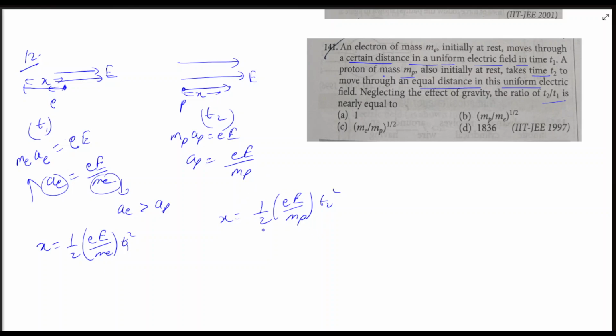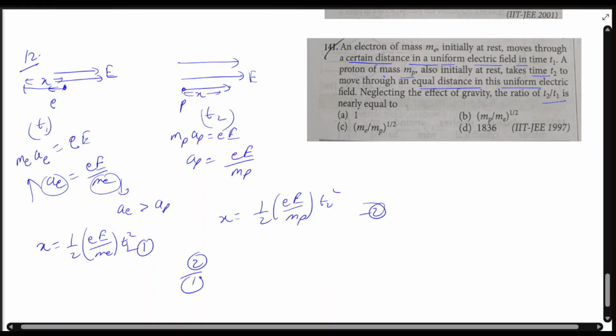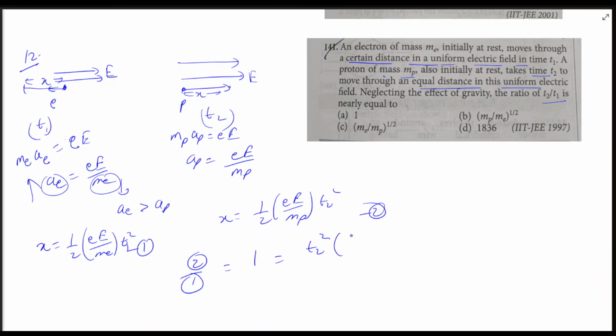Okay, so T2 by T1. Let's divide 2 by 1. So 2 divided by 1, we will get 1 equals T2 square into 1 by MP on one side, and T1 square into 1 by ME on the other. If you cross multiply, MP will come up and ME will go down. So we have T2 square by T1 square.